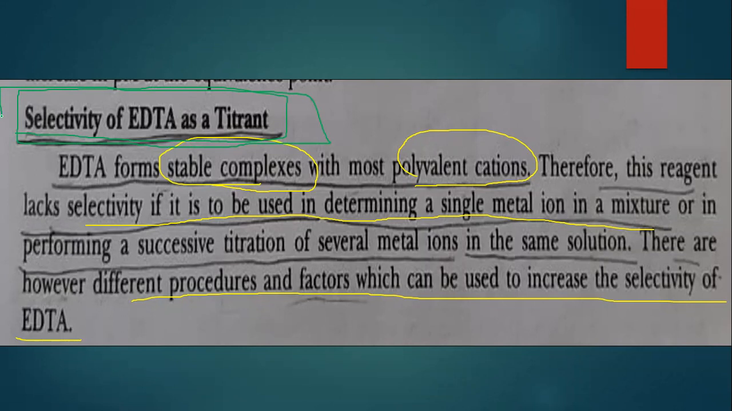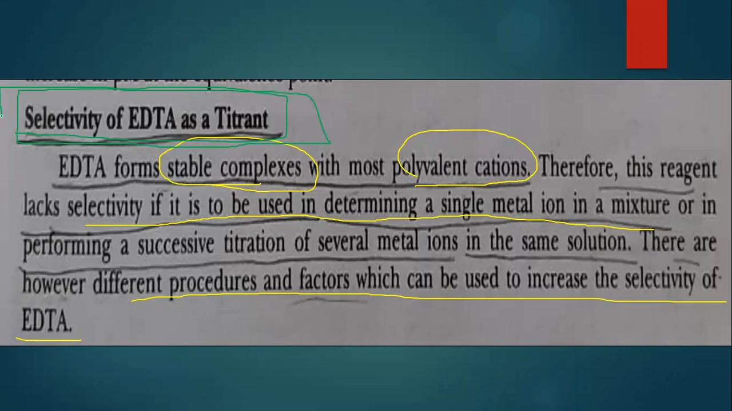Okay, and therefore, if it forms a stable complex with many cations at a single time, and you are interested in finding the concentration of only one cation out of that mixed cation solution, that will become very difficult. Hence, to perform the analysis, we need to do successive titration, and that becomes very complicated.